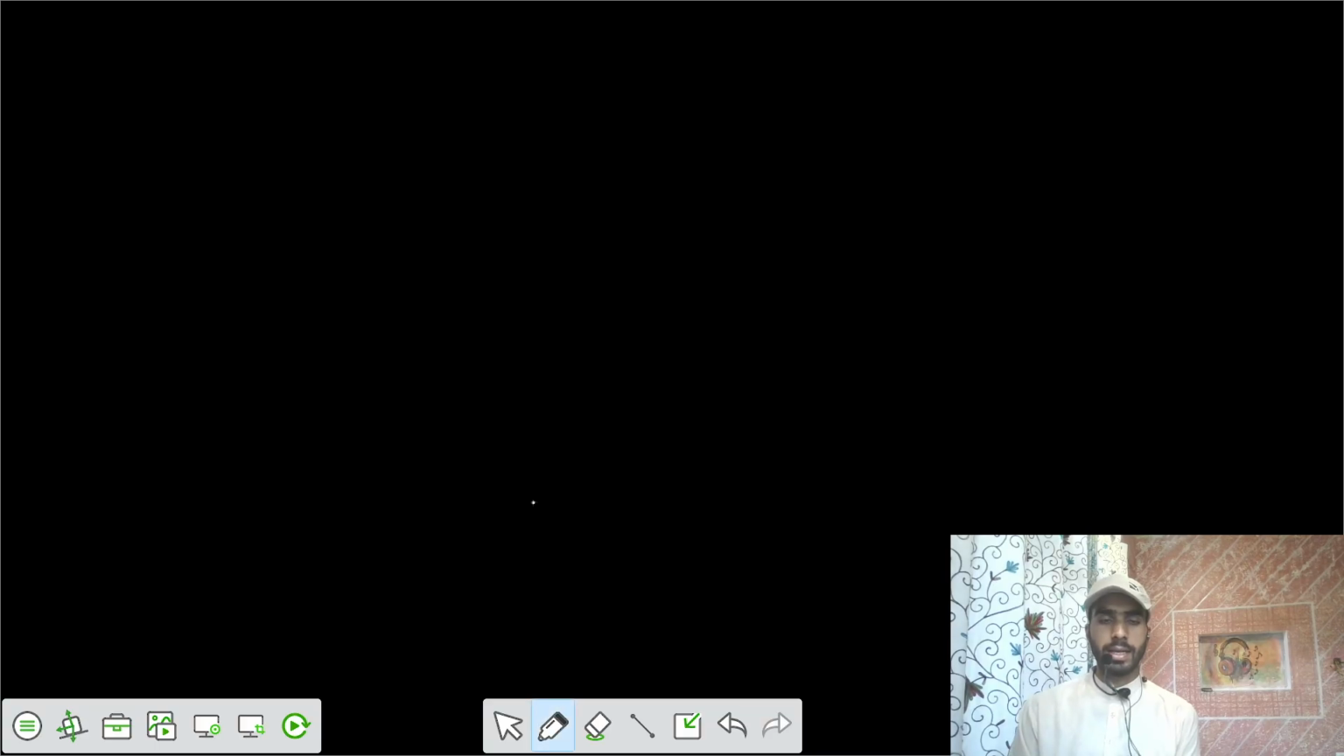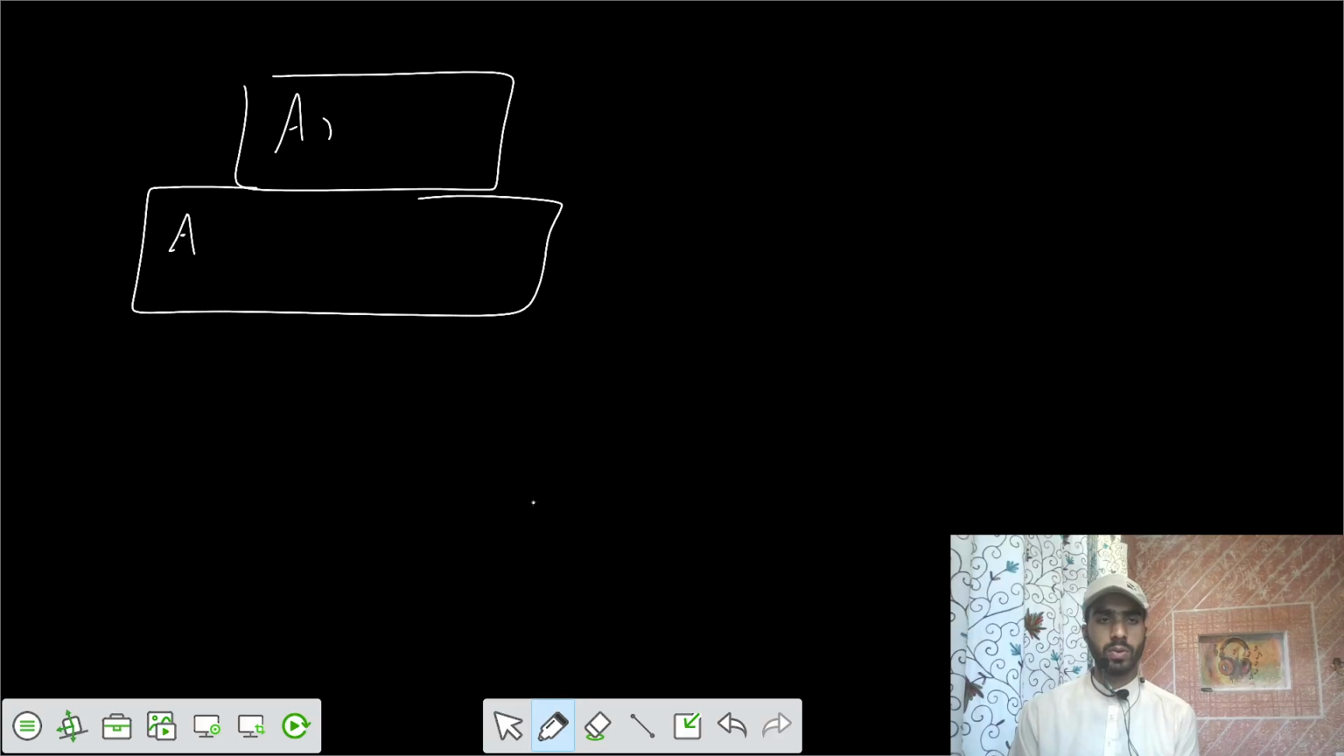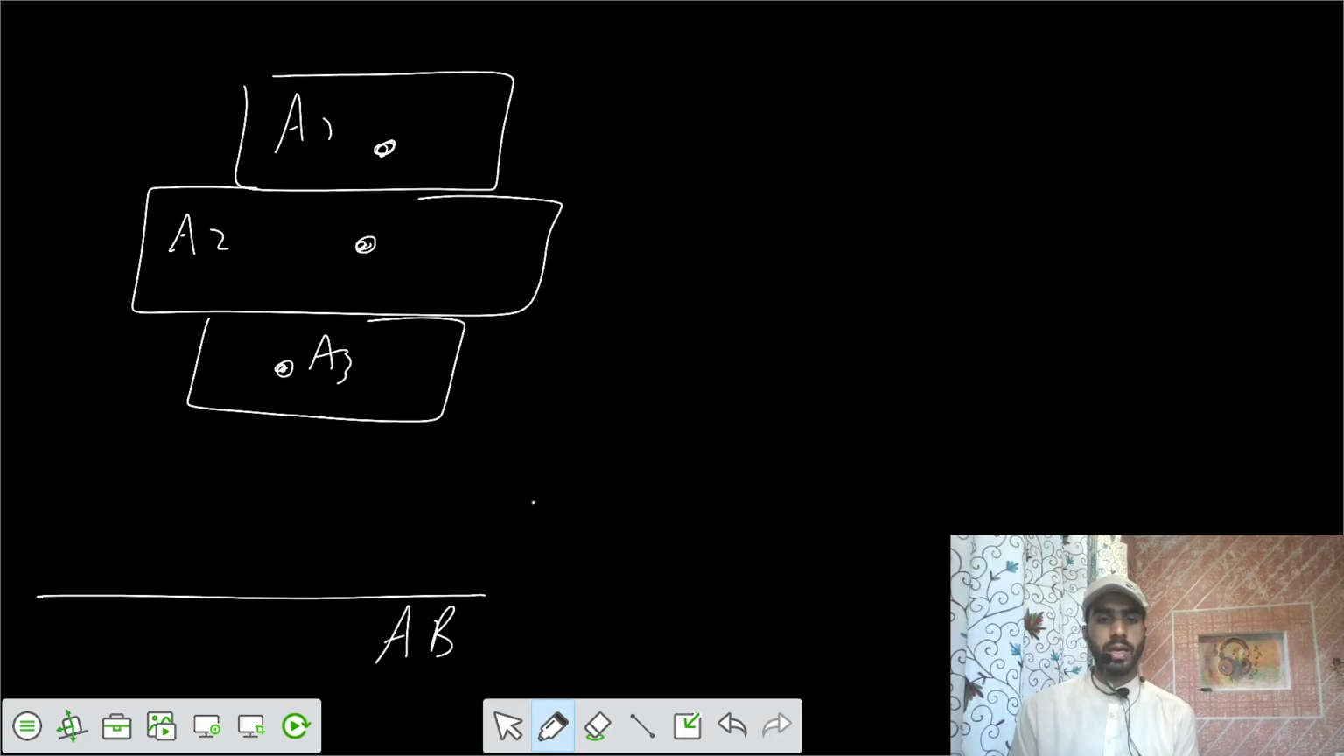Let's have a composite section that has area 1, then area 2, then area 3. The centroid is here, here, and here, and you have some line AB. You want to find the total moment of inertia about the line AB.